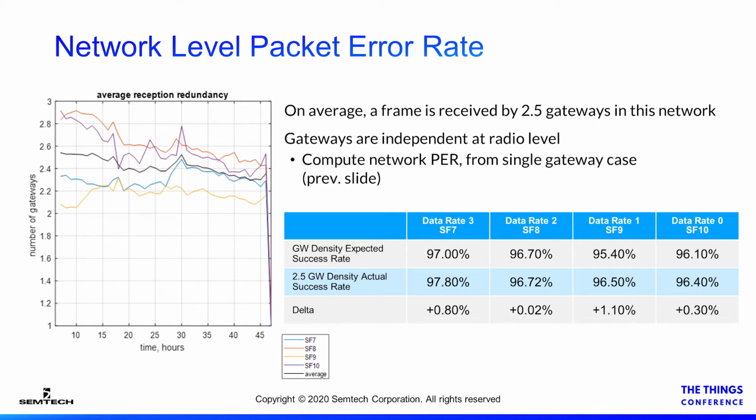So this is the predicted success rate from the formulas I just explained, and this is the measured success rate. And you can see that there is a pretty good match. I mean, it's only 1% error here, 0.8% error there. So we can very accurately predict the packet error rate, therefore the maximum capacity of such a network.